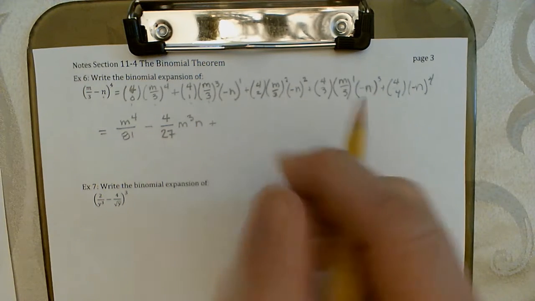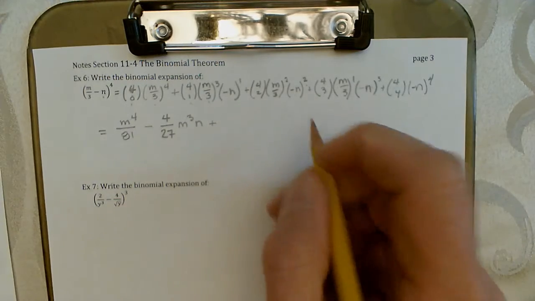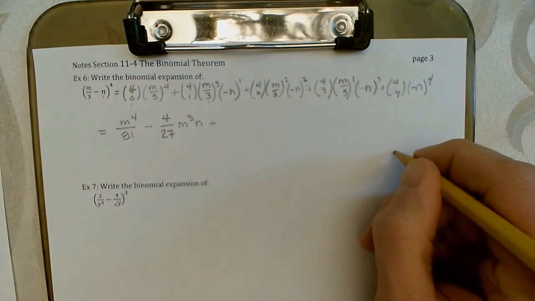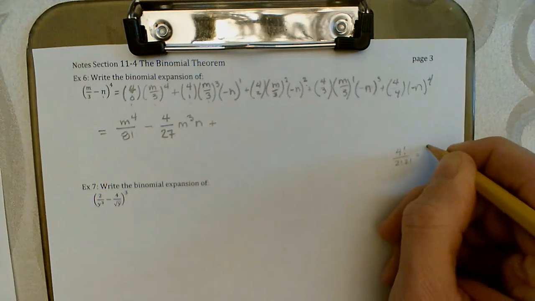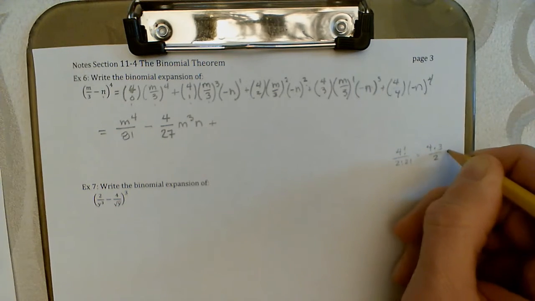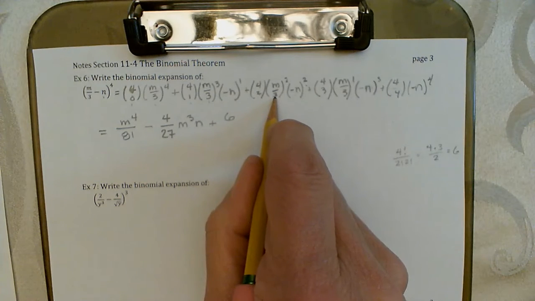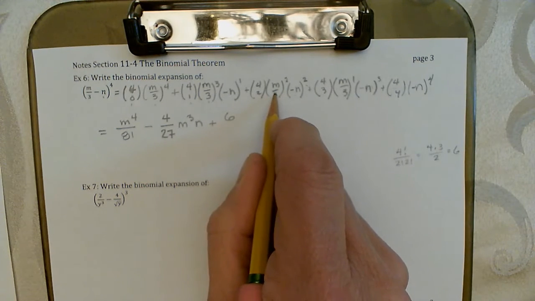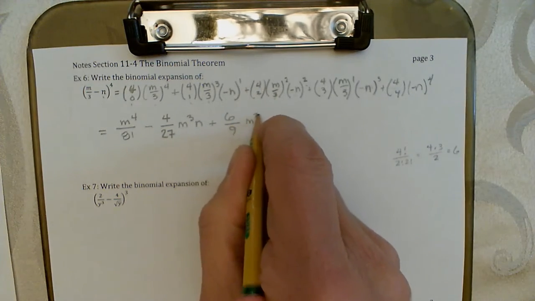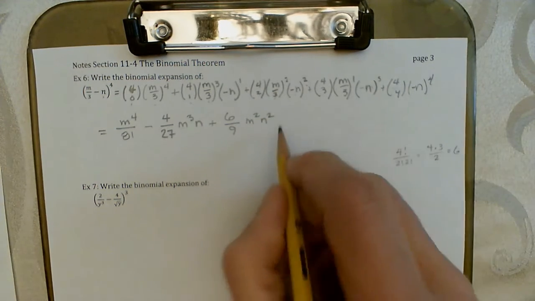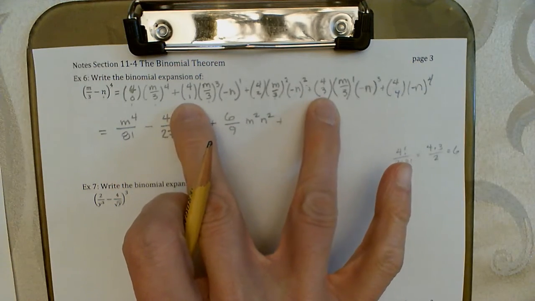The next one, this one's going to be positive because this negative is being raised to an even power. So a 4 choose 2. Well, let's see. 4 choose 2. That's 4 factorial over 2 factorial, 2 factorial. So that's 4 times 3 over 2, or 6. So we have 6 upstairs. On the bottom, we have 3 squared, which is 9. And then m squared, n squared. Okay? And then the next one is, well, we know these two are going to be the same, right, because of the symmetry.